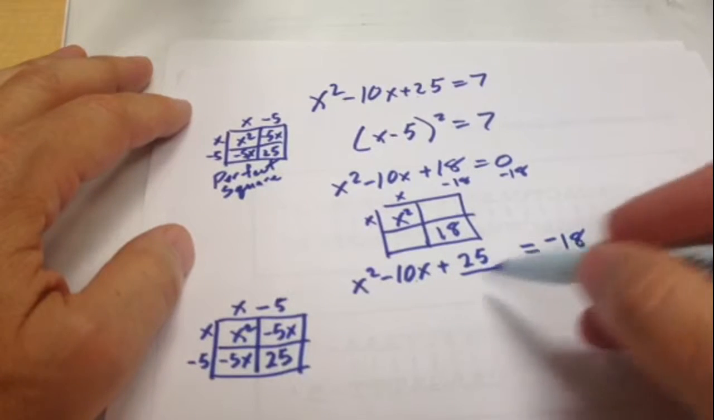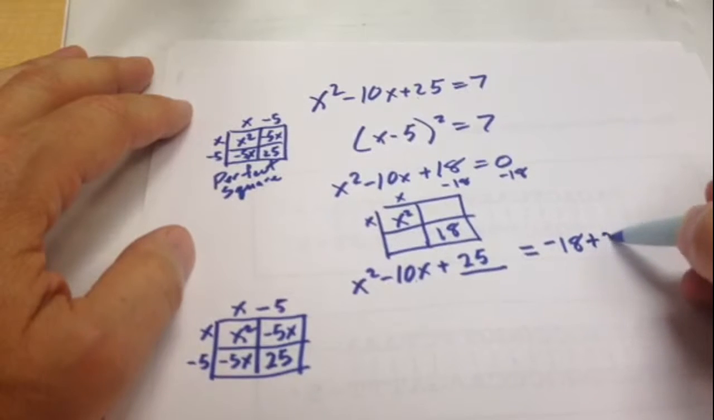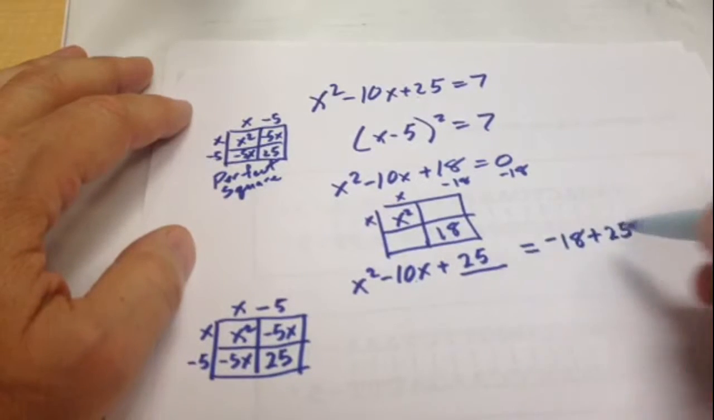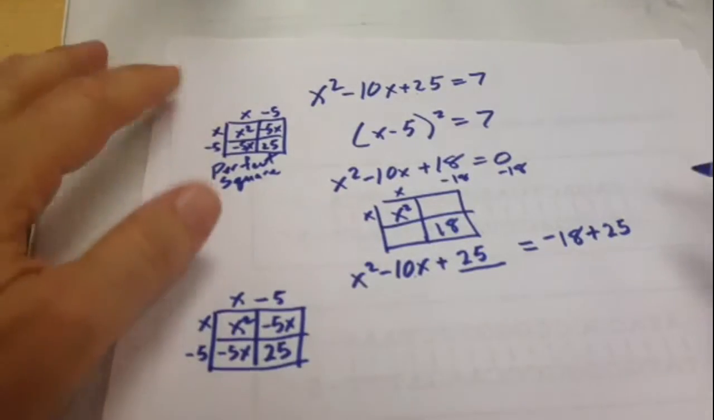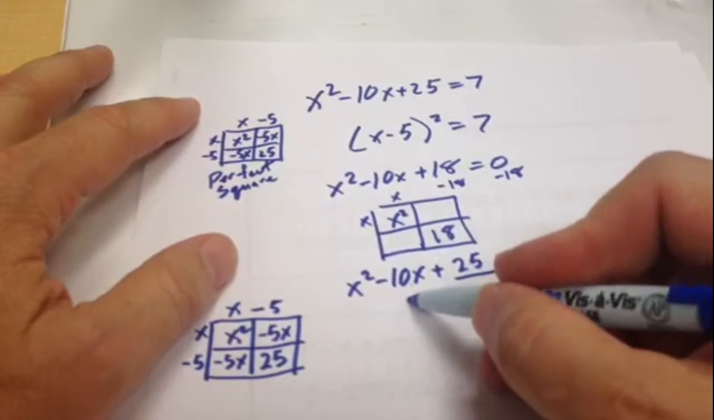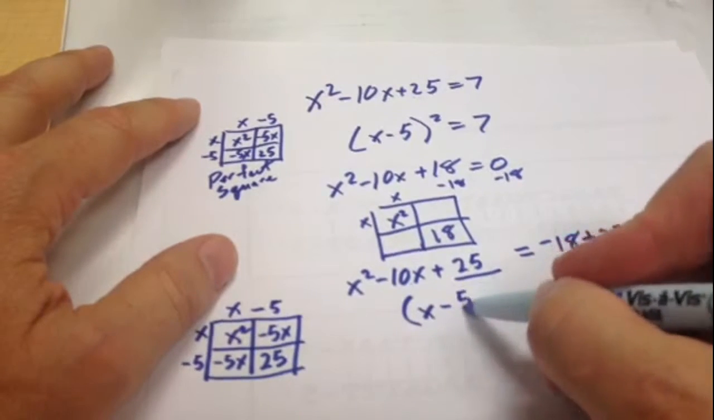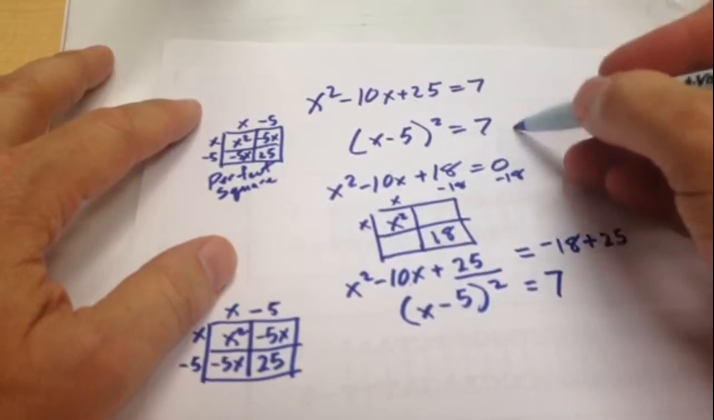I have to keep my equation balanced. So if I add this in on this side, I've got to add in the same to the other side, or I've suddenly thrown my equation out of whack. All right, now I know this is a perfect square. I can rewrite it as a perfect square. I can simplify this side and get 7. We're back to where we started.